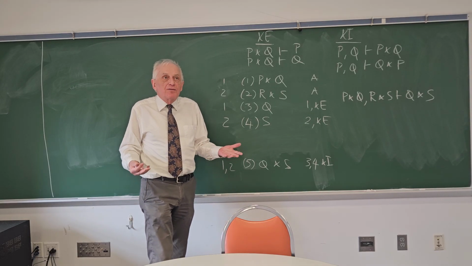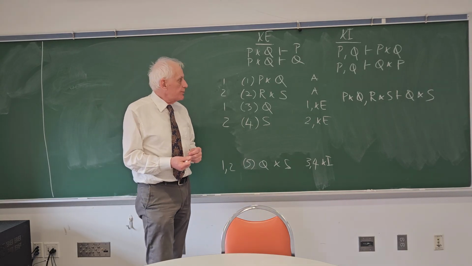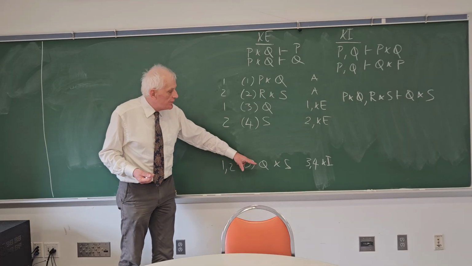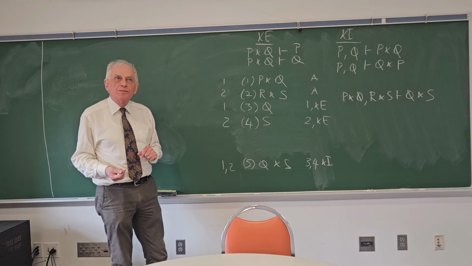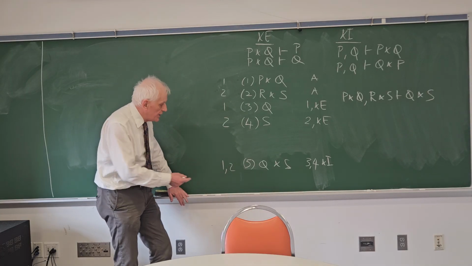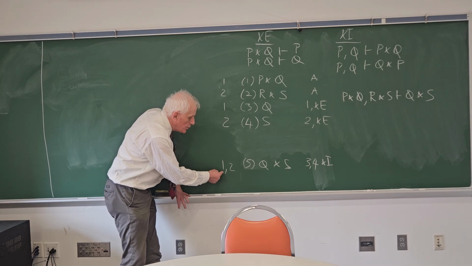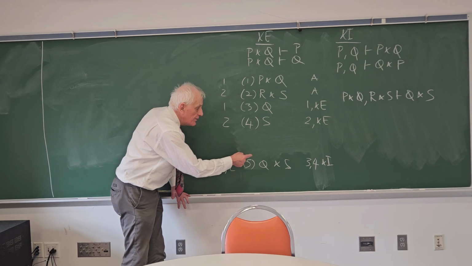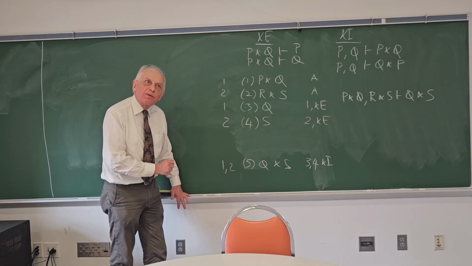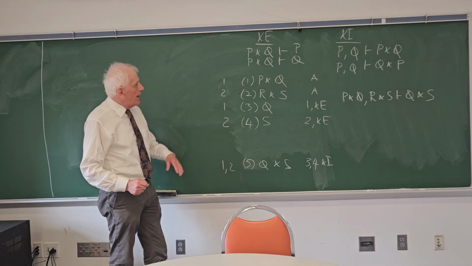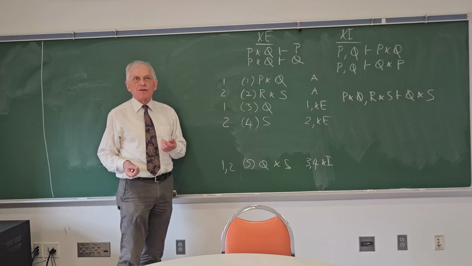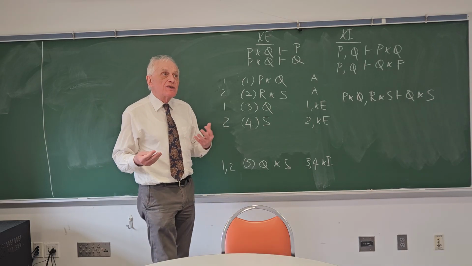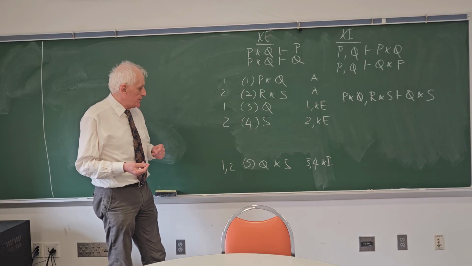Now, do we actually know if these sentences are true or not? No. What we have proved is not that this sentence Q and S is true. What we have proved is if the sentence on 1 is true and the sentence on 2 is true, then this sentence on 5 must be true. And every line in our proof system actually represents a valid sequent in this way.